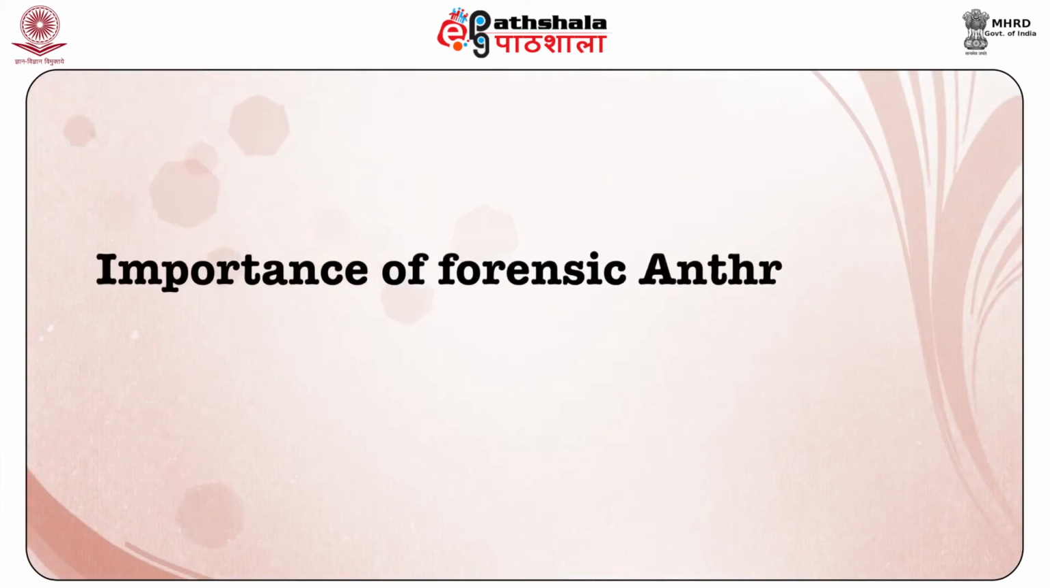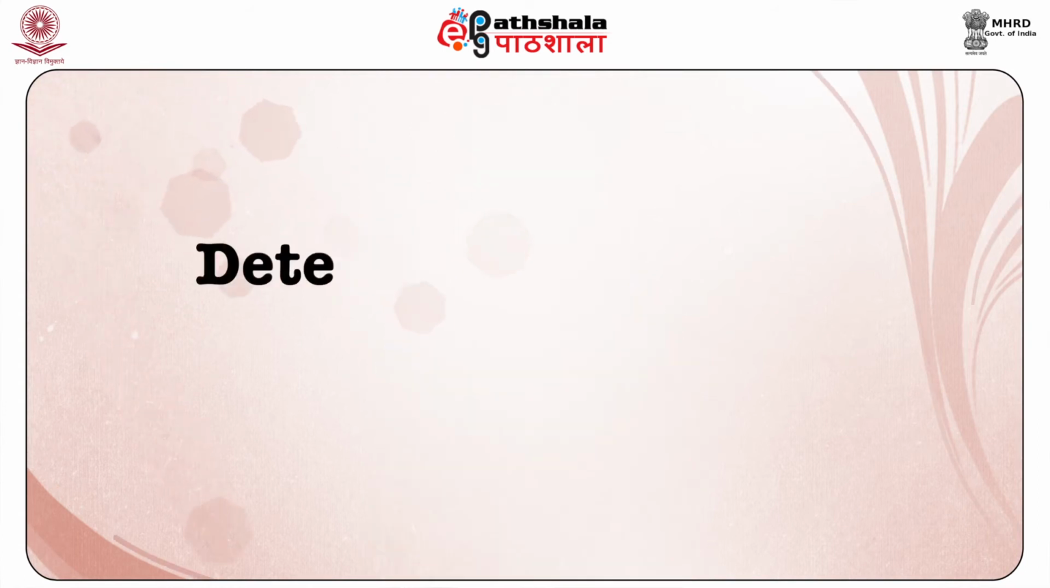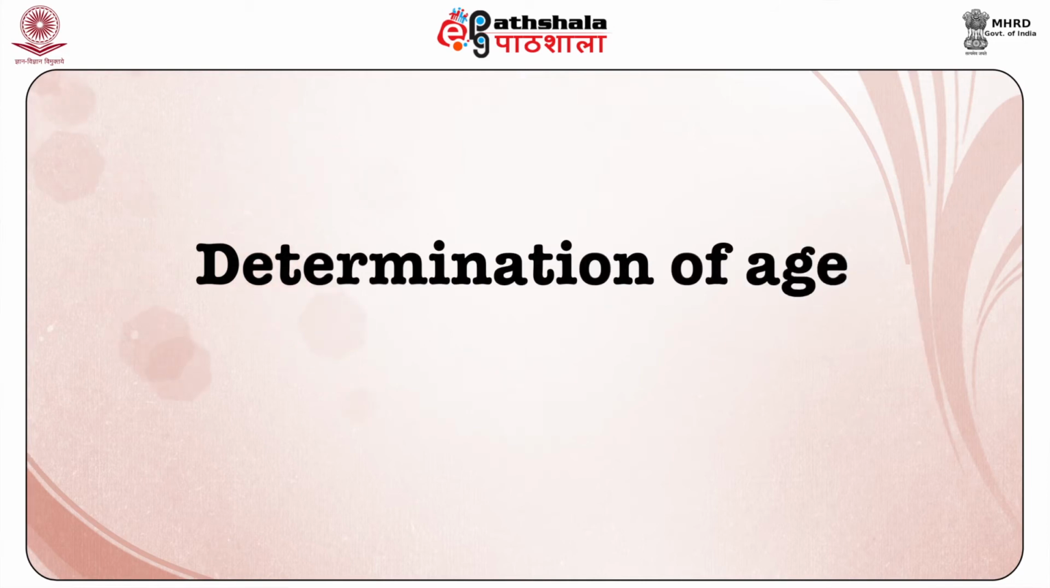Now, let us see the importance of forensic anthropology. First is determination of species. The bones should be sorted out into human or non-human bones. Then, determination of age. The appearance and union of centers of bone, the growth, and certain other changes in bones and teeth help the investigator in determining the age of the individual at the time of death.